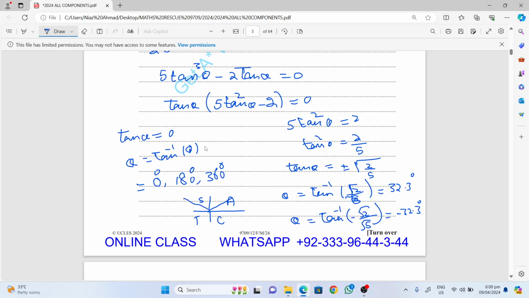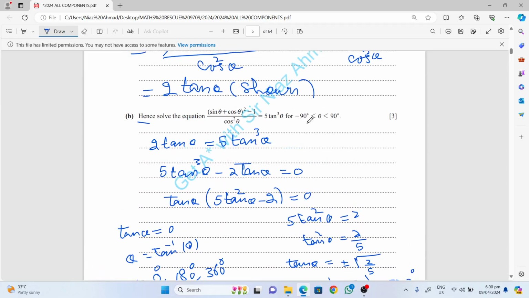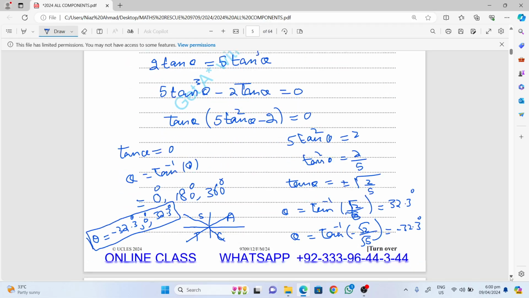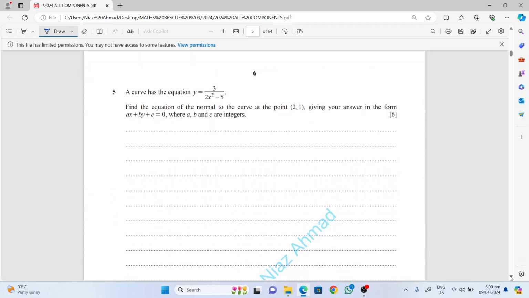So you can say our theta, like here, the alpha, the basic angle. So finally our theta can be negative 32.3 degree, 0 degree, and 32.3 degree. This is my final answer for this part. The range is minus 90 to 90 degree, so we have to stay between the range.